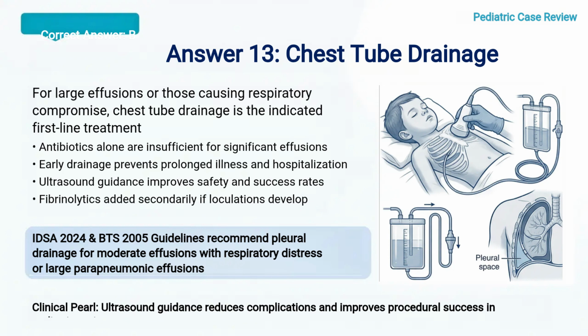Fibrinolytic agents are added secondarily only if loculations develop after chest tube insertion. Immediate thoracotomy is reserved for cases that fail medical and fibrinolytic therapy. According to both Infectious Diseases Society of America 2024 and British Thoracic Society 2005 guidelines, pleural drainage is recommended for moderate effusions with respiratory distress and for all large parapneumonic effusions.